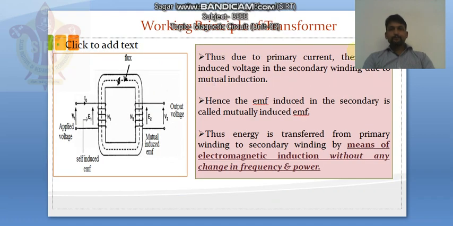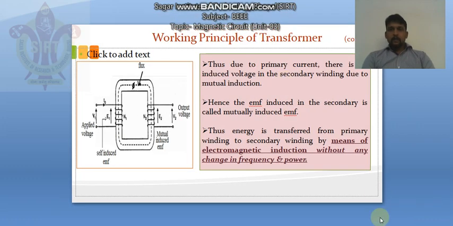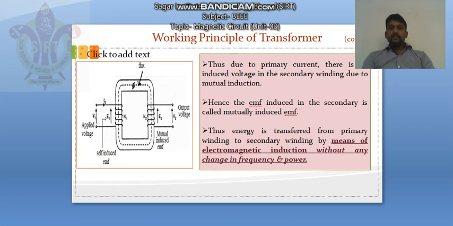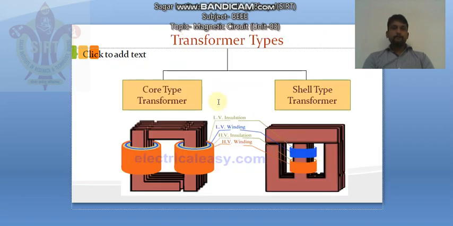Due to the primary current, there is an induced voltage in the secondary winding due to mutual induction. Hence, the EMF induced in the secondary is called mutual induced EMF. Thus, energy is transferred from primary winding to secondary winding by means of electromagnetic induction without any change in frequency or power. Now next topic is types of transformer.